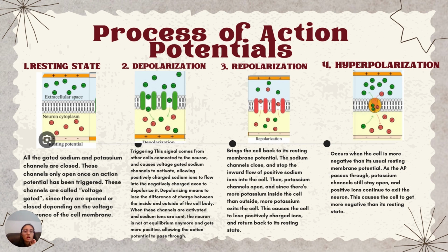The next stage is called repolarization. Repolarization brings the cell back to its resting membrane potential. The sodium channels close and stop the inward flow of positive sodium ions into the cell. Then potassium channels open, and since there's more potassium inside the cell than outside, more potassium exits the cell. This causes the cell to lose positively charged ions and return back to its resting state.